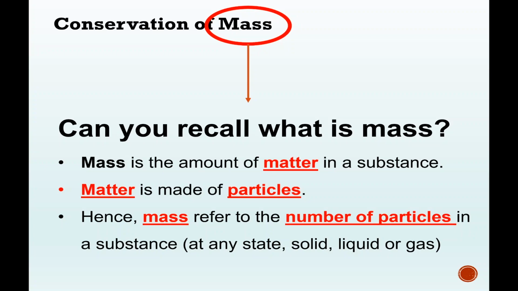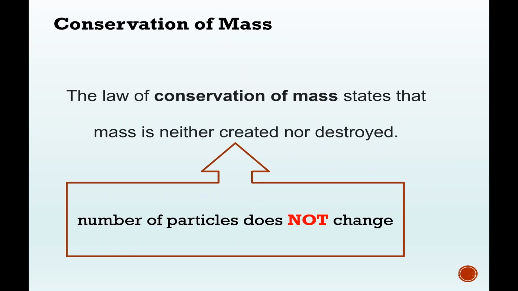Before that, can you recall what is meant by mass? A mass is the amount of matter in a substance, and matter is made of particles. Hence, mass refers to the number of particles in a substance. Based on the law of conservation of mass, the number of particles, which is related to mass, does not change.